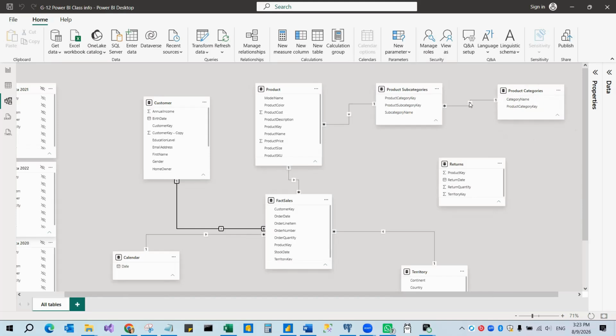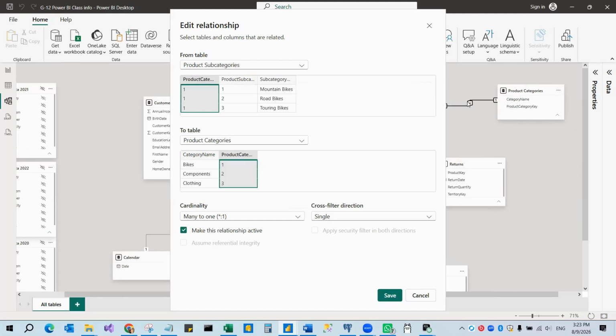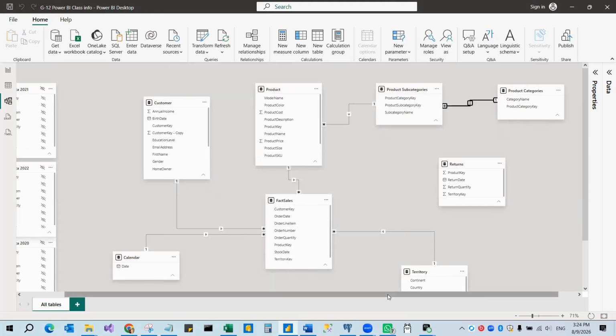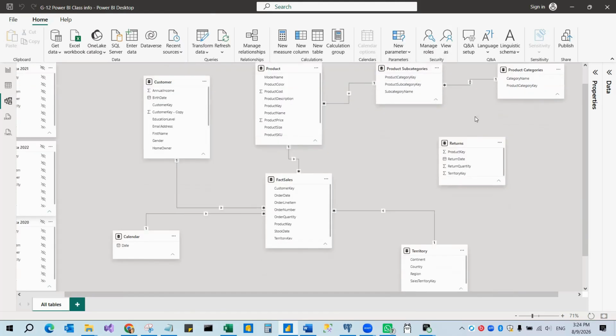So how can we do that? Look, if I double click here, the edit relationship page opens. Now over here the direction is single. If I click over here, I can say both. Apply this. So now this is going to be both sides. See, look over here, the direction is both sides right now.